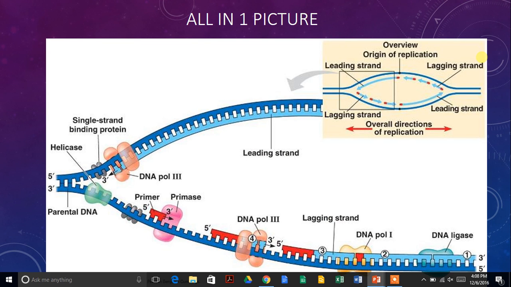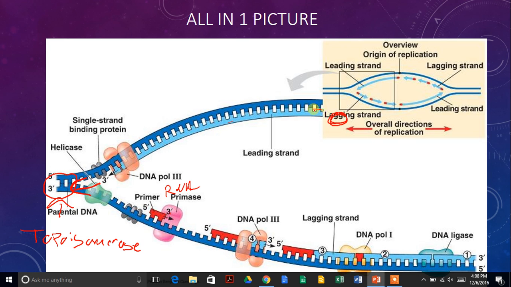Right. So here we go in an all-in-one picture. Helicase, unzipping our DNA. Topoisomerase, that's missing right here, holding on, making sure to relieve the strain. Our RNA primase is adding primers, one at the very beginning of our leading strand, every once in a while on the lagging strand.